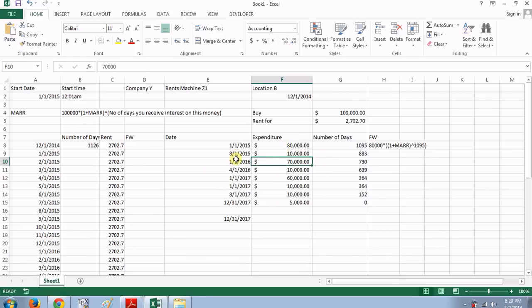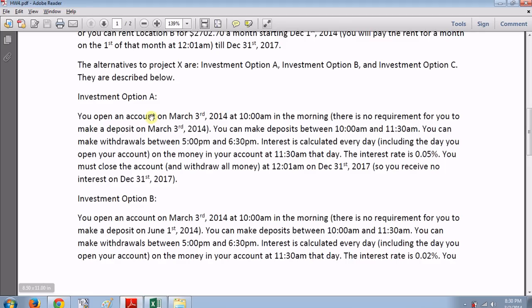These are the expenditures. If you're renting, then these are the cash flows which you have to shift. If you're buying, then that's the cash flow you have to shift. And you have to shift all these to the date on which the alternatives become available. I'm not telling what that date is.